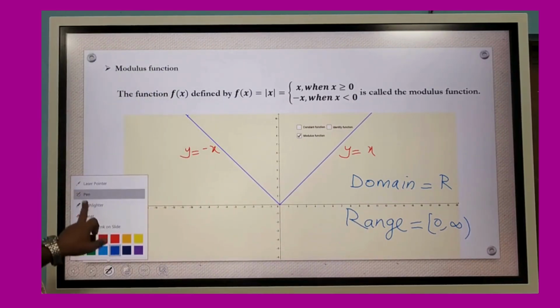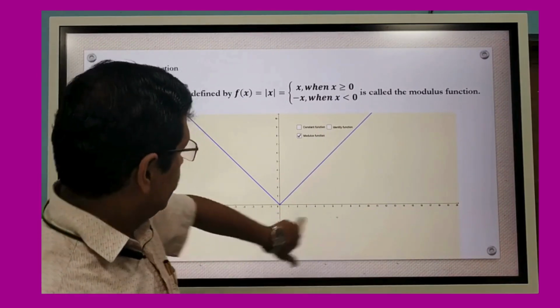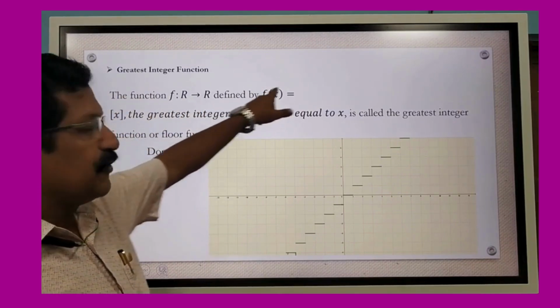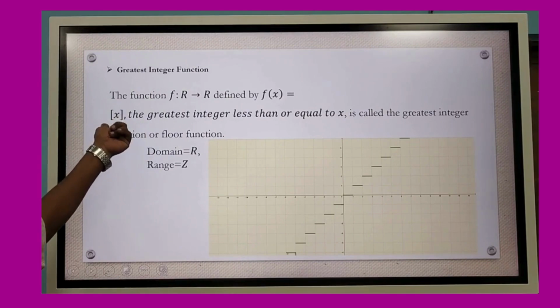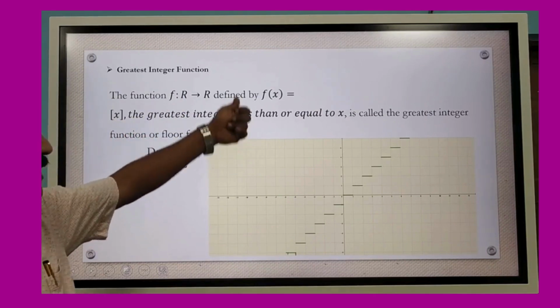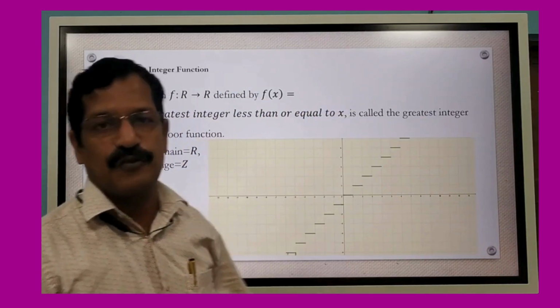Let us discuss the next function, that is greatest integer function. The function f from R to R defined by f of x is equal to, this is the symbol to represent a greatest integer function. The greatest integer less than or equal to x is called the greatest integer function.